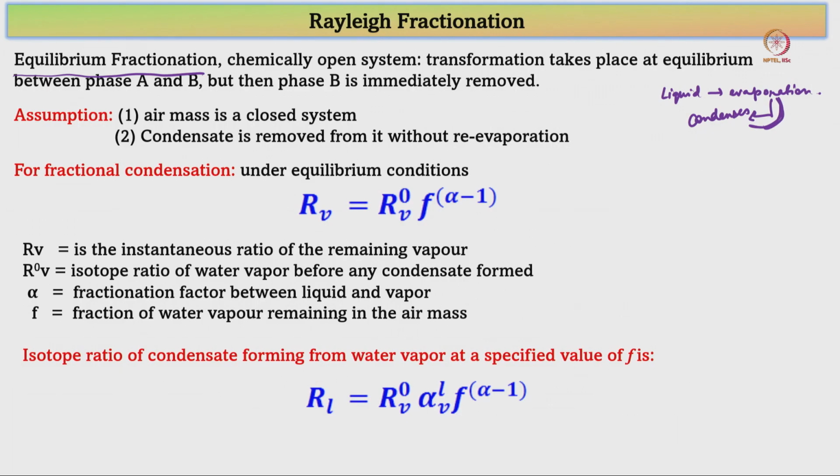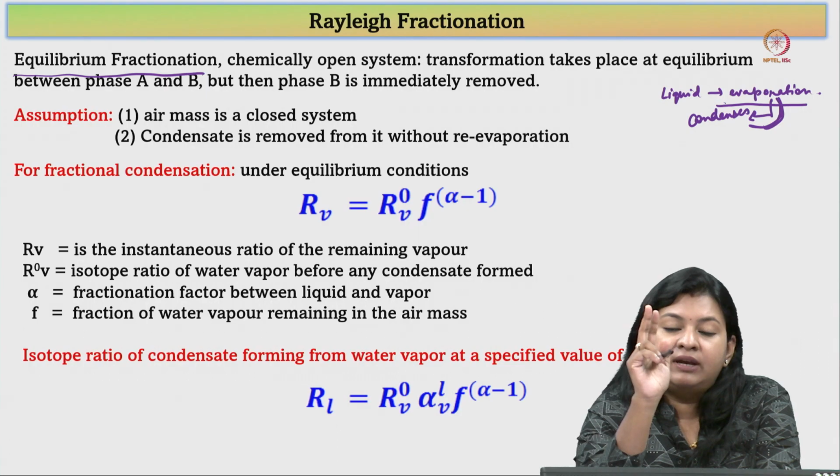So, when my water vapor is condensing to form the rainfall, that condensation process is at equilibrium. The evaporation process is not at equilibrium. Okay. It is only the condensation process from the water vapor to the liquid form that is at equilibrium, and they are continuously exchanging the phases.